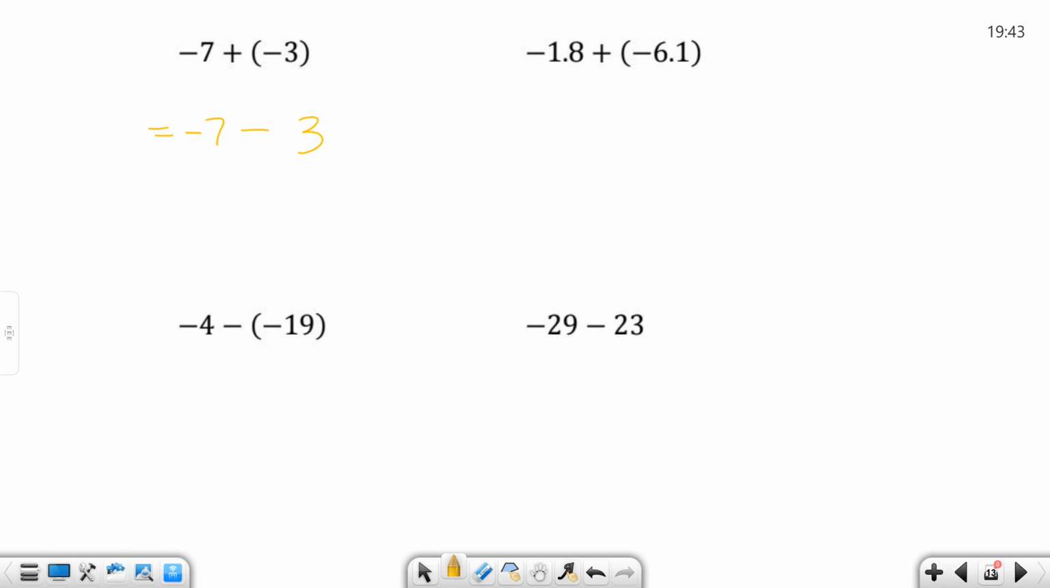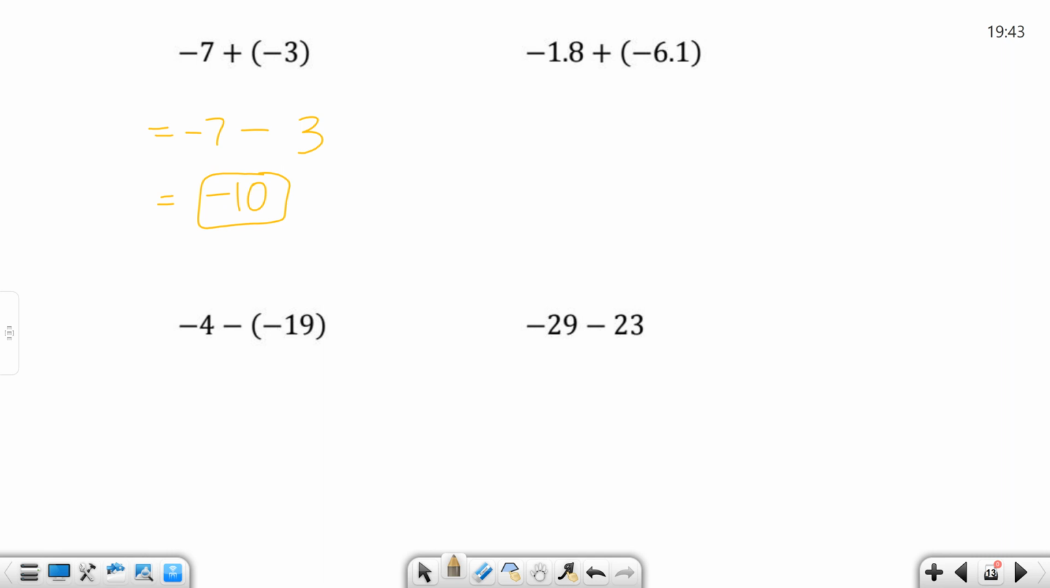Are they the same or different? They're the same signs, right? So when they're the same signs, we have a negative and a negative. What do we do with that? We add them. 7 plus 3 is 10, and then we do what? Keep it negative. So negative 10. And then I threw a decimal in here. Don't let that throw you off.